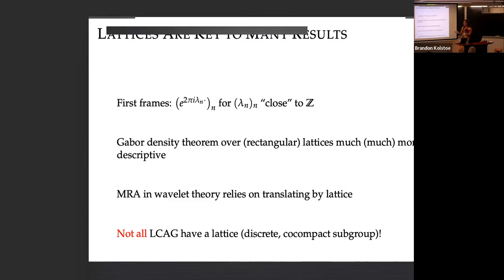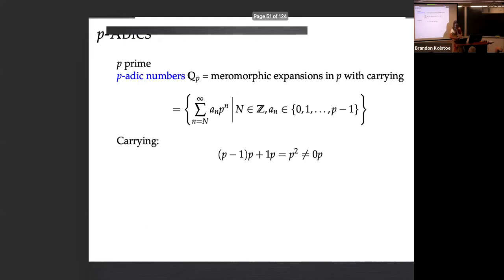But not all locally compact groups have a lattice. By lattice, I am defining this to be a discrete co-compact subgroup. Okay, so what are we going to do? First, I'm going to give you an example of a locally compact abelian group that has no lattice.